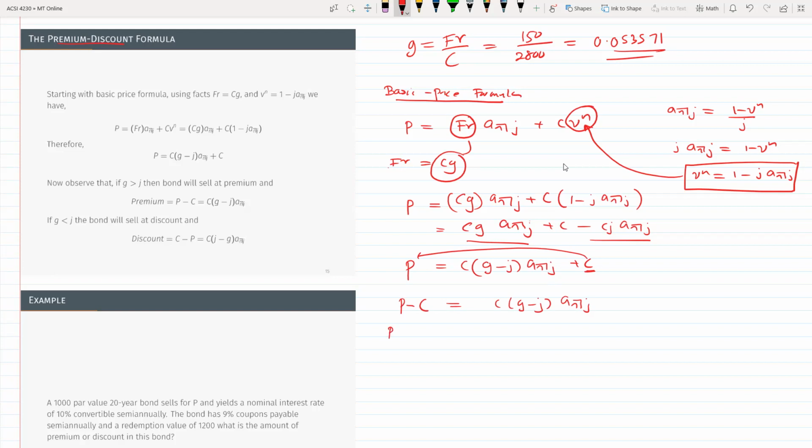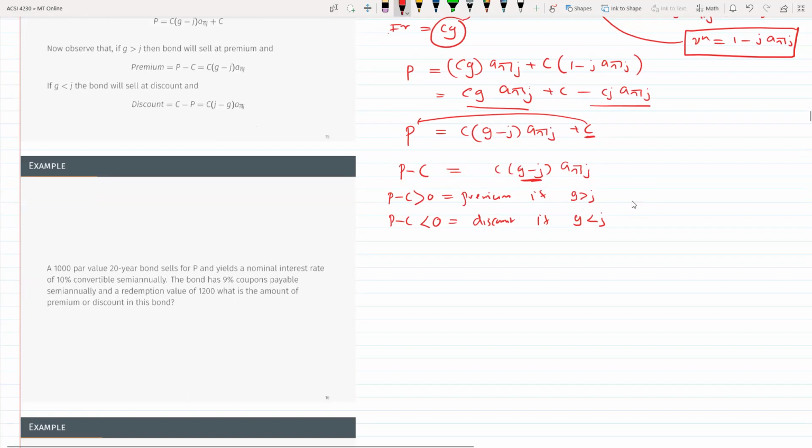So P minus C is positive, which is premium, if what? If G minus J is positive, no? Because C is positive, annuity value is positive, so if G is more than J. Then you can see P minus C is going to be negative, which is basically discount, if G is less than J. Because of that, you can easily identify when you have premium or discount, and this formula is called the premium discount formula. So that's basically this formula.